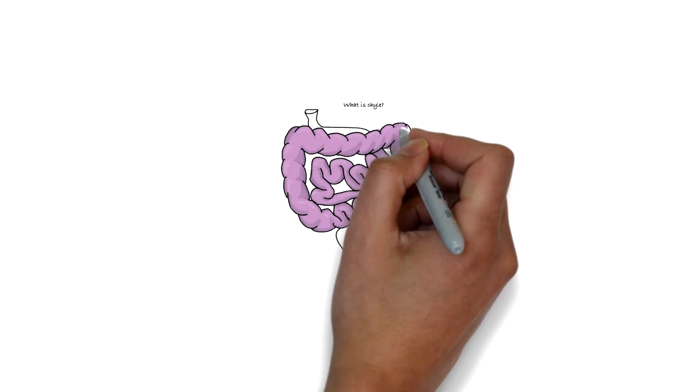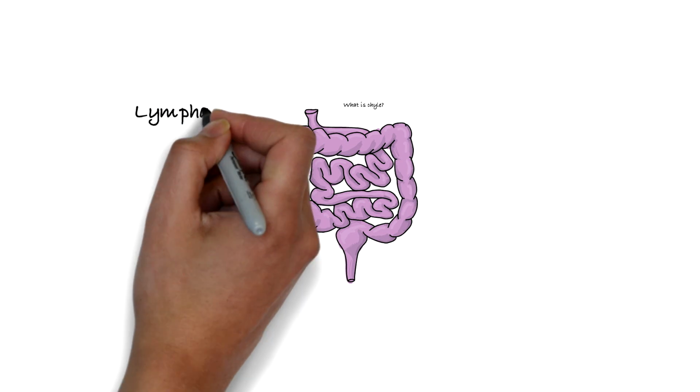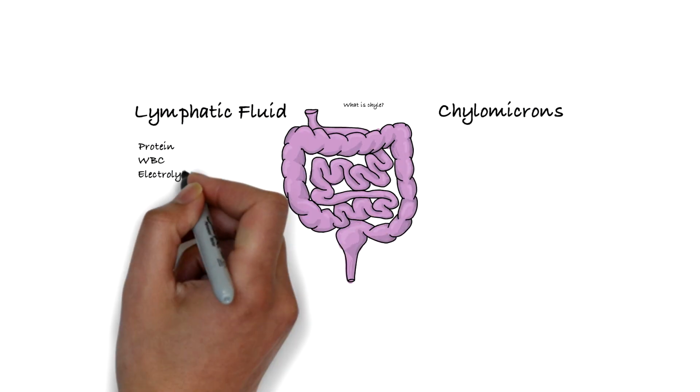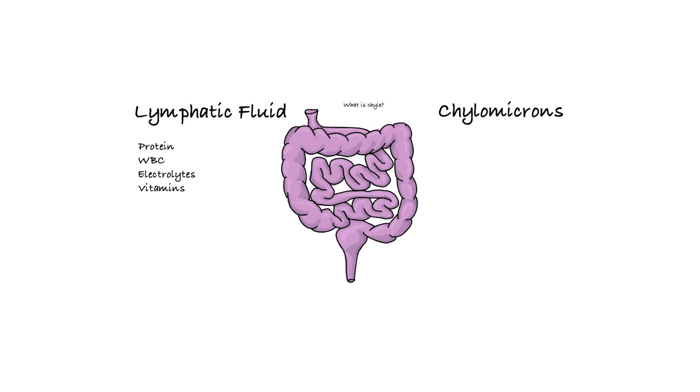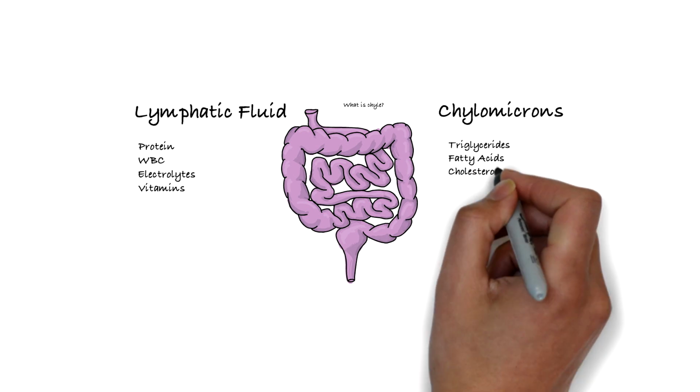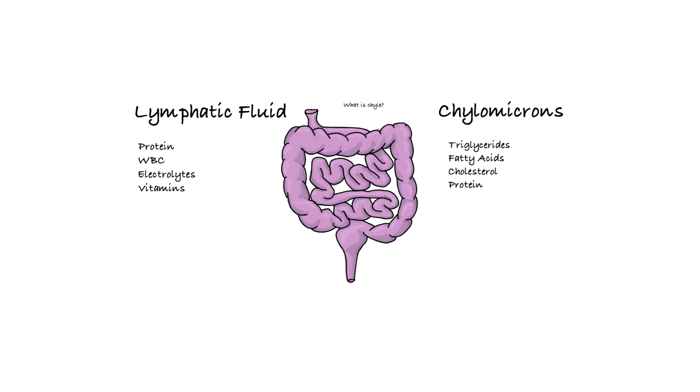Chyle is a mixture produced in the digestive tract, and this consists of lymphatic fluid and chylomicrons. Lymphatic fluids contain protein, white cells, electrolytes, vitamins and elements. The chylomicrons contain triglycerides, fatty acids, cholesterol and protein. These are produced during the breakdown of long-chain fatty acids, such as those found in olive oil. By contrast, short and medium-chain fatty acids tend to be absorbed directly into the bloodstream.